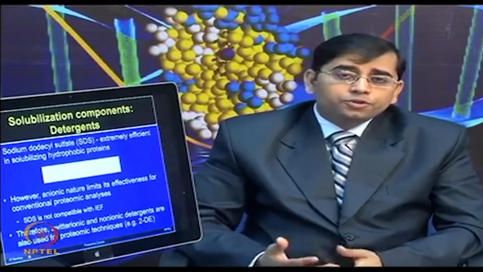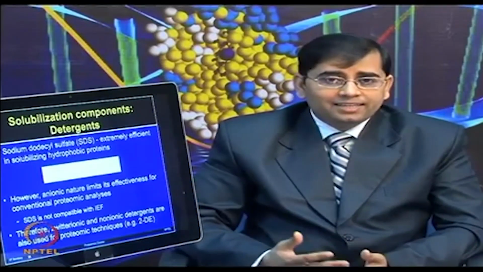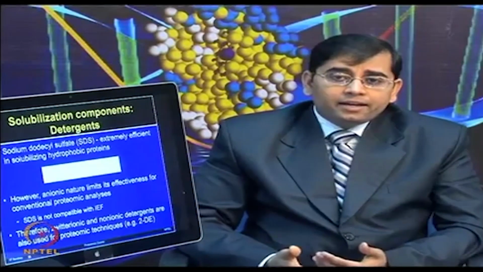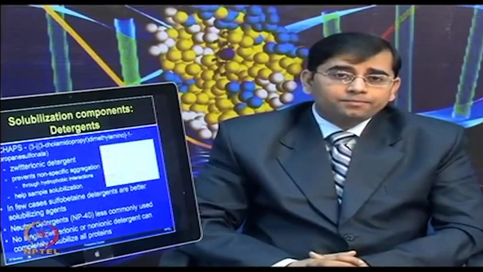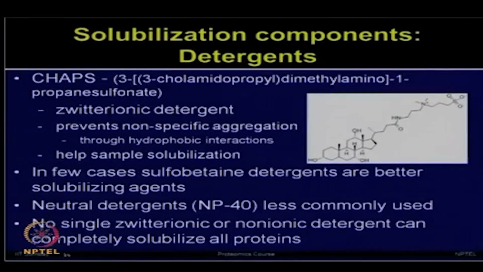If you want to do 2DE or DIGE or other advanced gel-based proteomic applications, where you cannot use SDS, then zwitterionic and non-ionic detergents are used. CHAPS, a zwitterionic detergent, is the most commonly used detergent in protein solubilization when your objective is to perform two-dimensional electrophoresis experiments. It prevents non-specific aggregation through hydrophobic interactions and it helps in sample solubilization.